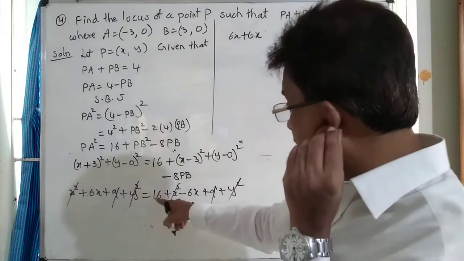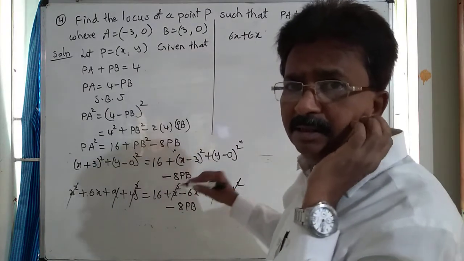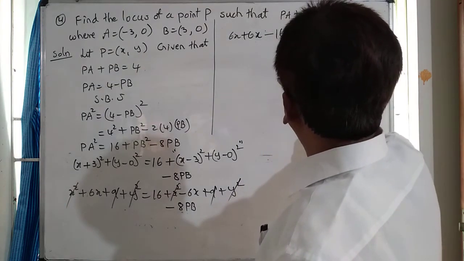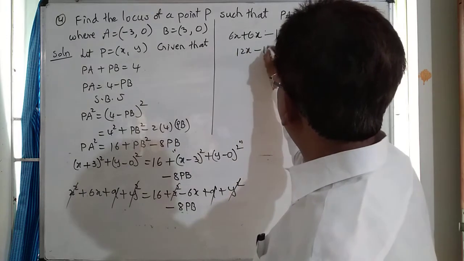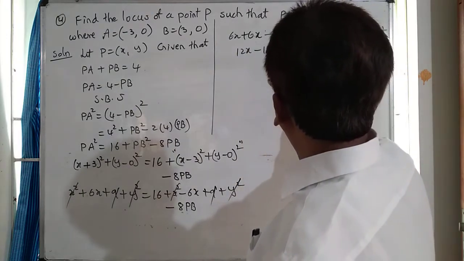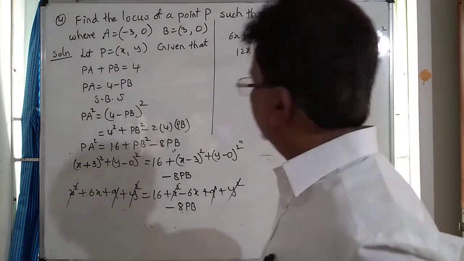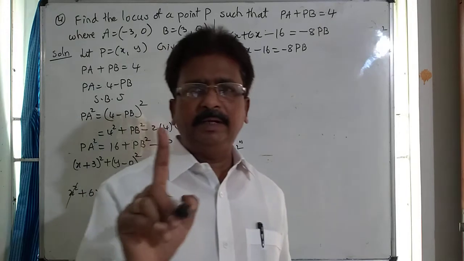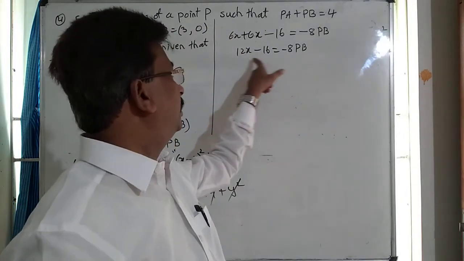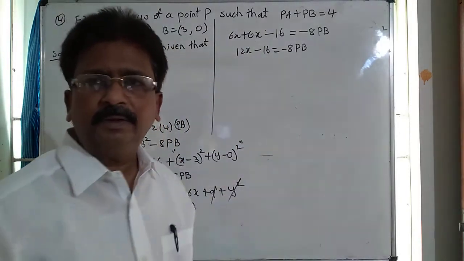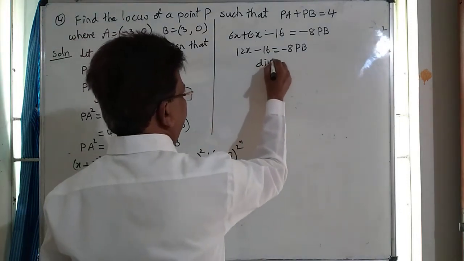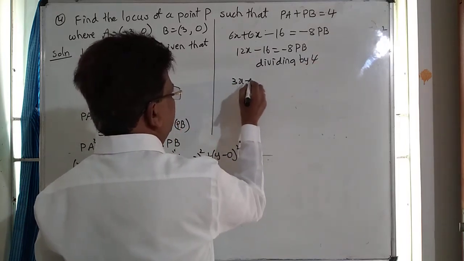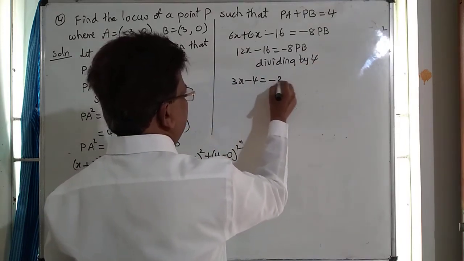Okay, next 16 is there on the right side. Let us transfer the 16 to the left side. Minus 16 is equal to minus 8PB. So this is 12x minus 16 is equal to minus 8PB. Okay. So any simplification is possible? One simplification possible. A number is common there. 4 is common. Dividing by 4. 3x minus 4 is equal to minus 2 into PB.